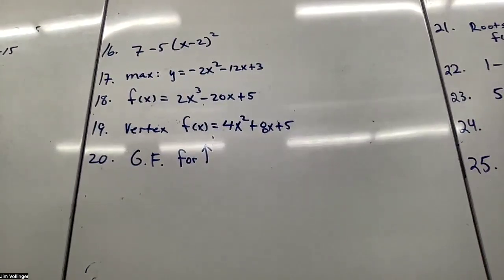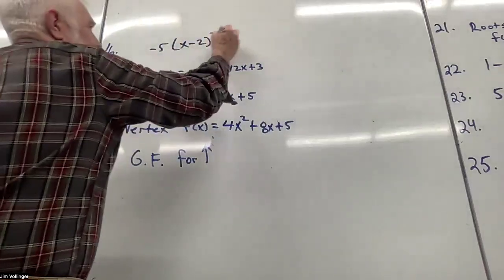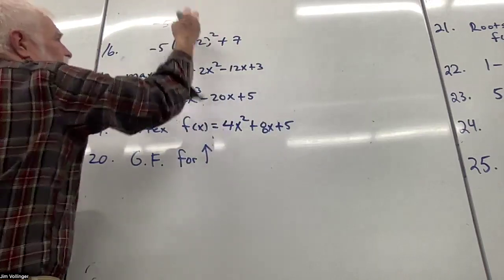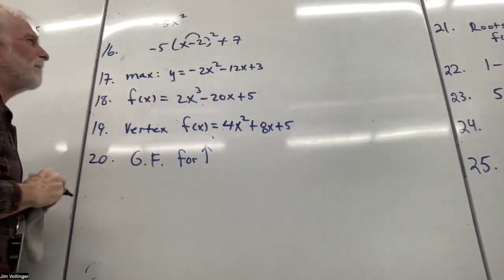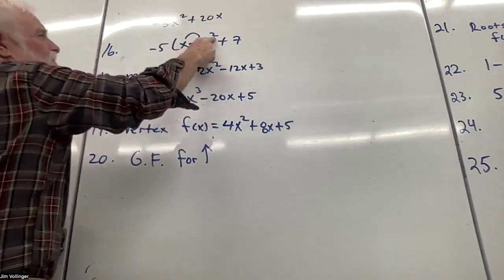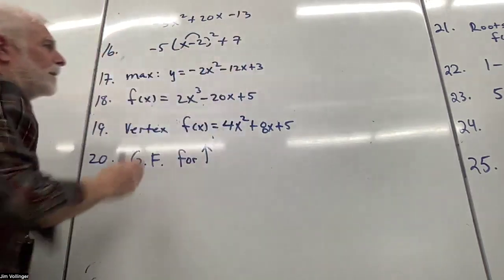All right, problem like this, you want to have the addition of 7 go in the end slot. X squared times minus 5 is minus 5x squared. Minus 2x doubled is minus 4 times minus 5 is positive 20x. Minus 2 squared is 4. Minus 20 plus 7, minus 13.